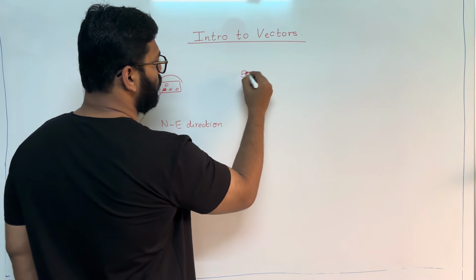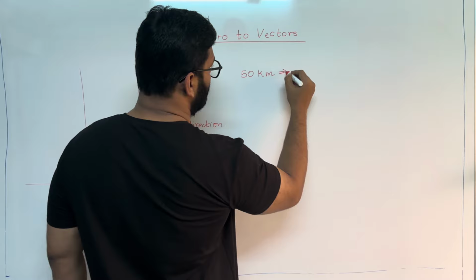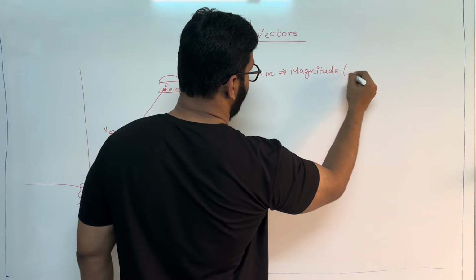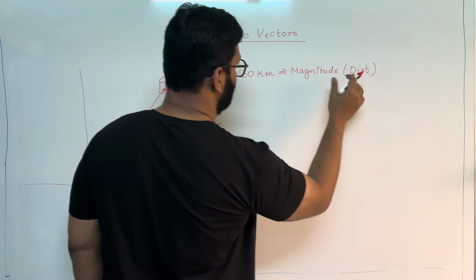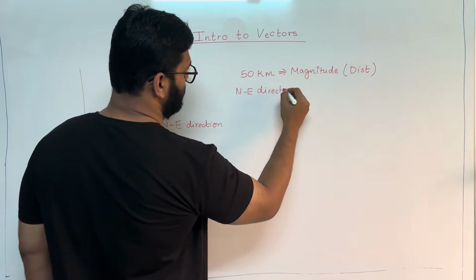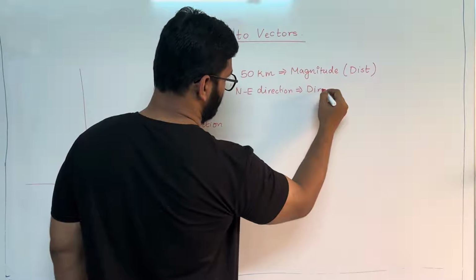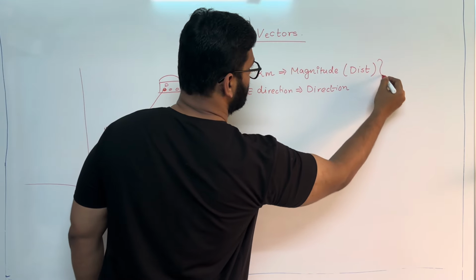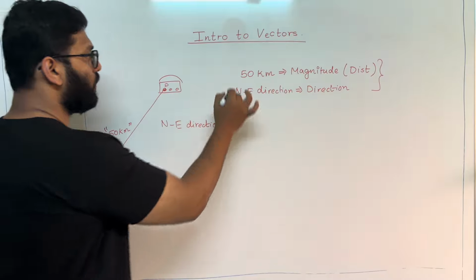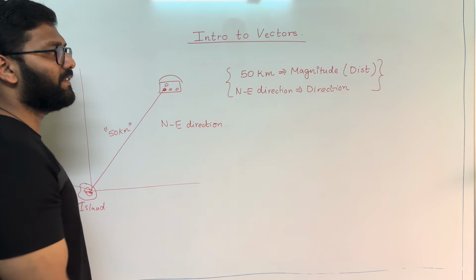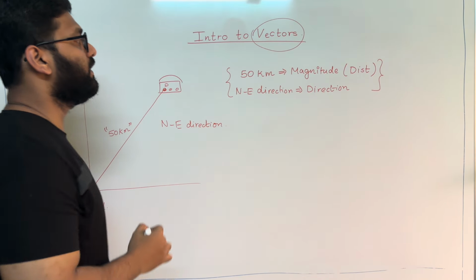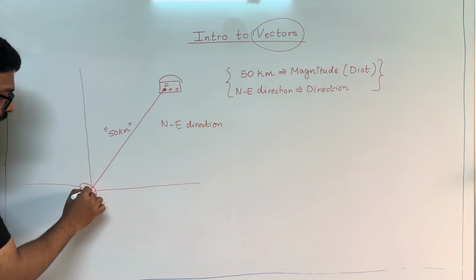So what does the 50 kilometers signify over here? 50 kilometers tells you about the magnitude, that is the distance the pirate has to go, and the northeast direction tells about the direction. That's it. So both pieces of information are needed for us to clearly locate this treasure. Now the quantities which have both magnitude as well as direction information are called vectors.